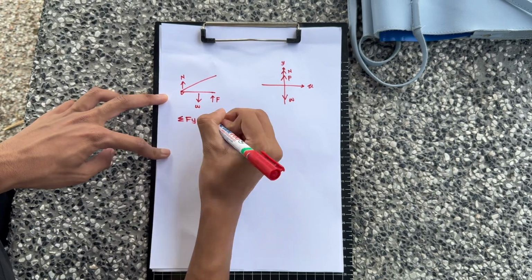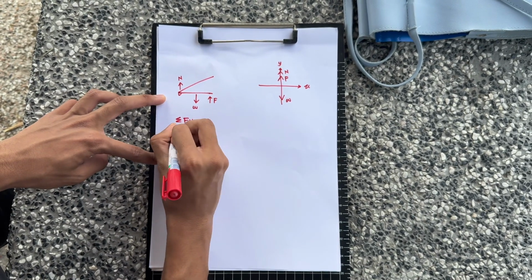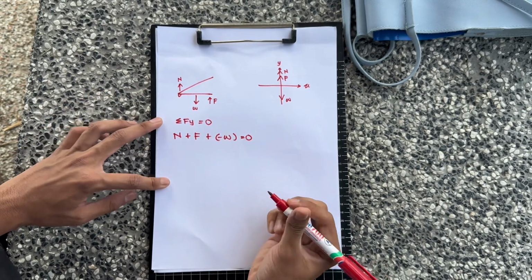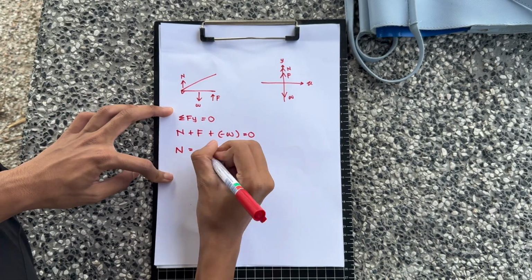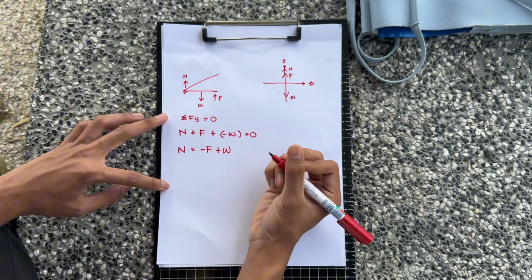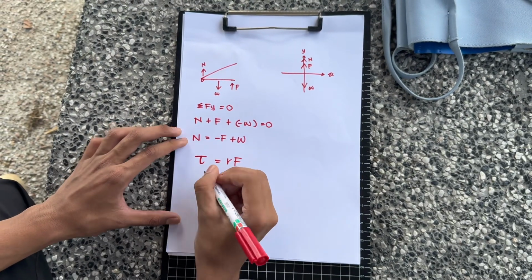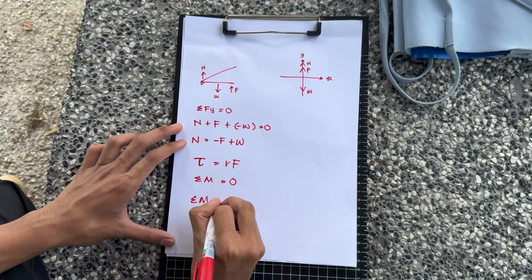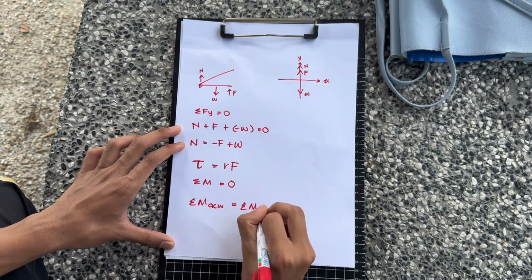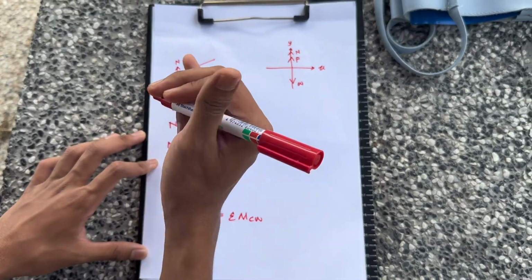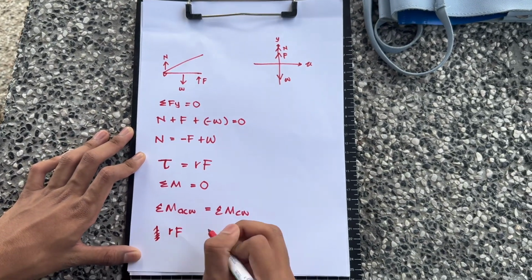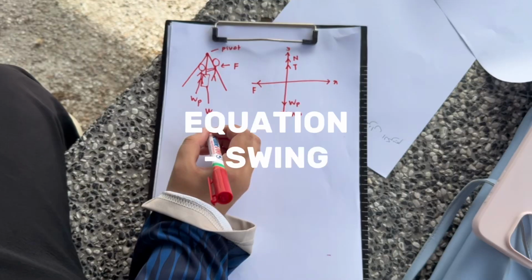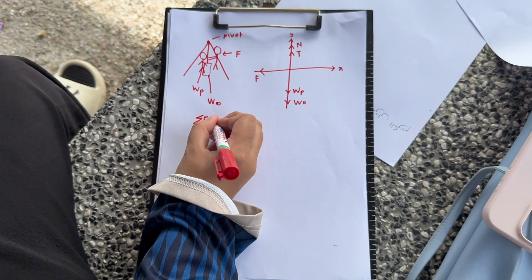Summation Fy equal to 0. So N plus F plus negative W equal to 0. So N equal to negative F plus W. Torque equal to RF. So summation moment equal to 0. Summation moment anti-clockwise equal to summation moment clockwise. As you can see, the applied force is going anti-clockwise, so here is RF, and the weight force is going clockwise, so here RW.